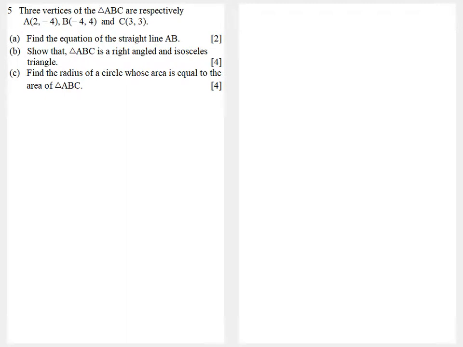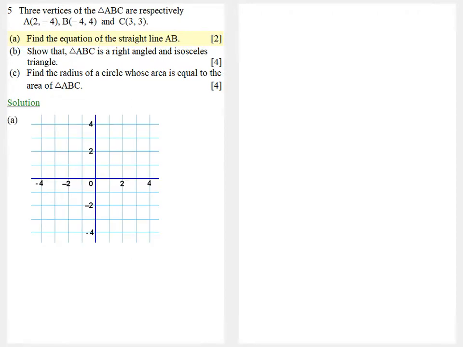Jessore Higher Maths 2017, question number 5. The three vertices of the triangle ABC are respectively A(2, -4), B(-4, 4), and C(3, 3). In part A, we have to find the equation of the straight line AB. To do this, it's always helpful to draw a diagram. So we can mark in the points A, B, and C and draw the triangle.